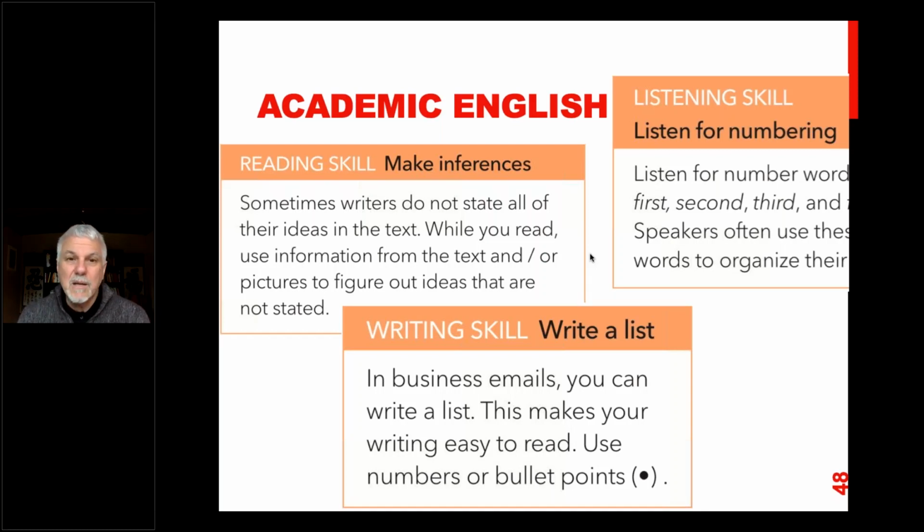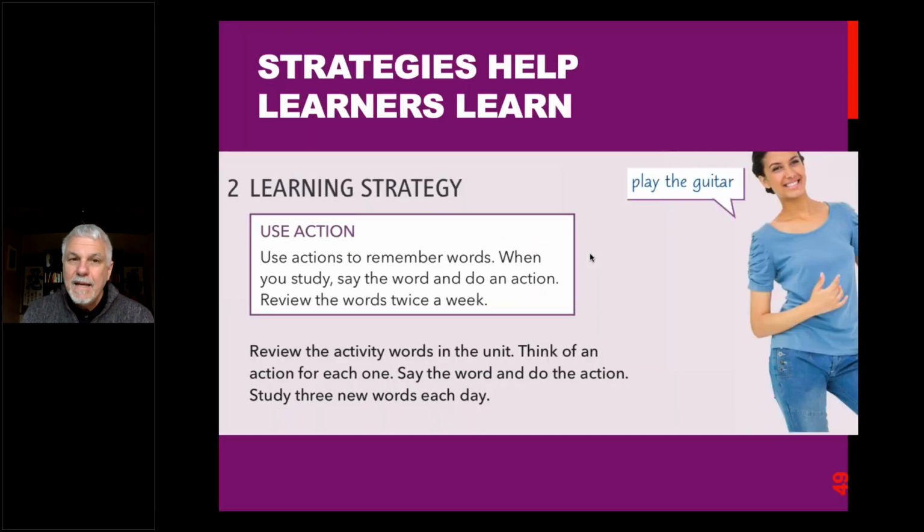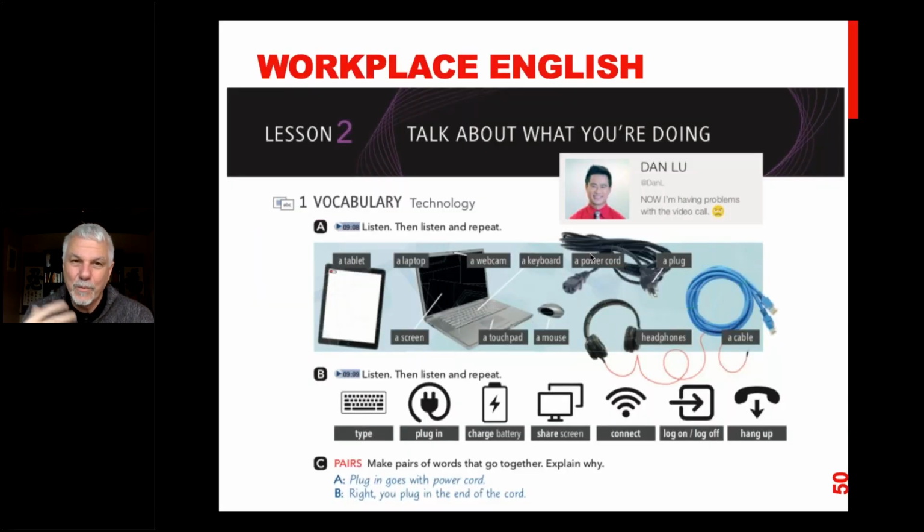Especially things like reading skills, like making inferences. You're always going to do that. Writing skills, writing a list, using bullet points. These are straightforward and simple. Listening skills, listening for numbers. When somebody says, okay, I've got 3 points, first, that signposting that people are doing, being able to listen for that and know that. So we have to have strategies that will help students to learn these things. For example, use actions to remember words. It's a great idea, right? If you're learning the phrase play the guitar, do that action while you're learning the phrase, and you will remember better. So again, Startup tries to use a lot of strategies like this to help students with what they're learning.